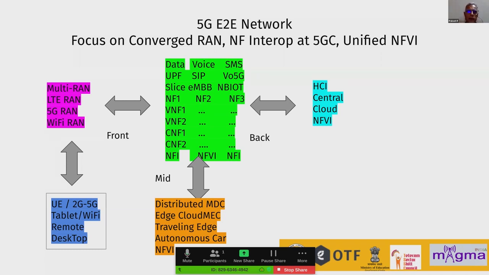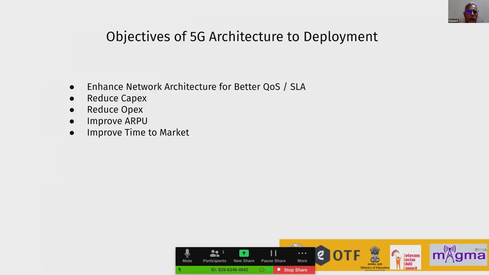At the same time, we have a unified NFVI. So that's the scheme of things we expect from a 5G end-to-end network. The objective of the 5G architecture to deployment: the architectures are there, you have SA and non-standalone access and SA standalone access and all that, with the 5G new radio, through 4G or through 5G direct native. So depending on that, what is the expectation with respect to what is currently in the 4G LTE through the evolved packet core?